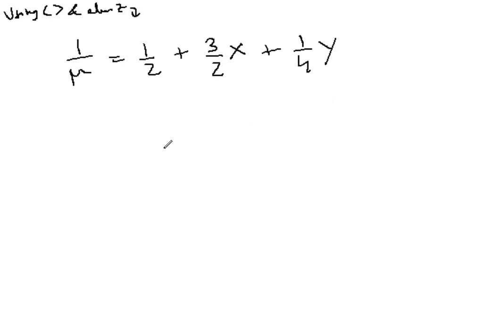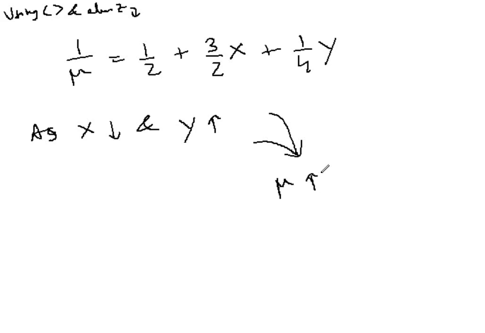Now as your hydrogen fusion continues, x decreases, and of course helium is produced more, y increases. So what do you see from here? You can infer that as x decreases and y increases, looking at the coefficients, mu increases.